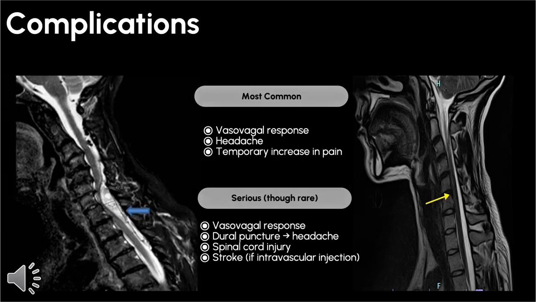Common complications include vasovagal reactions, headache, or temporary pain flare. Serious and catastrophic complications include dural puncture, spinal cord injury, and stroke from inadvertent intravascular injection or intramedullary injection. Prevention is the best management. Patient positioning, meticulous fluoroscopy, test dose with live injection of contrast, aspirate, use non-particulate steroids, and inject slowly and never under resistance. Remember, these are all elective procedures.